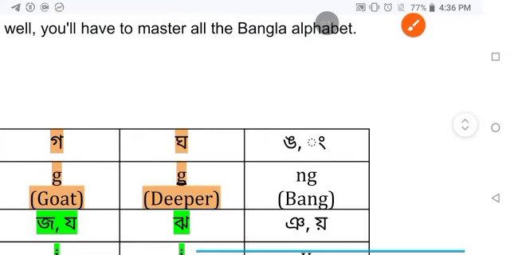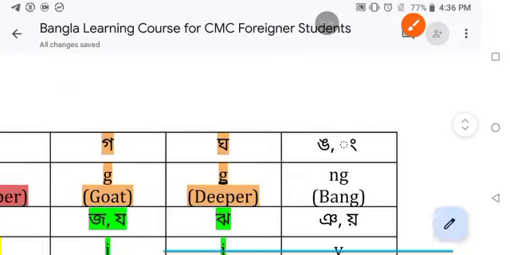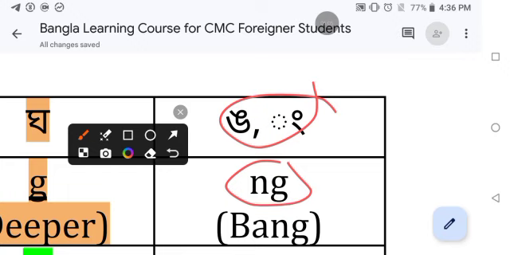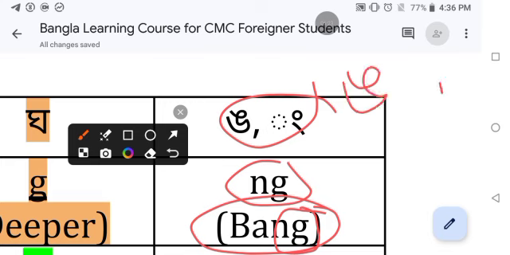The fifth one is kind of exceptional. These two ones, this and this, are the Bangla equivalent for the ing sound. Okay, so if you have read the word bang, when I say bang, the N and G are pronounced as one thing, the ing sound. So the ing sound is the Bangla for this and this. Bang has ing, and these two are ing for Bangla.